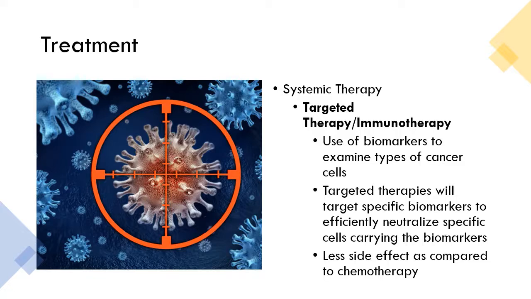Unlike systemic chemotherapy, targeted therapy or immunotherapy uses specific biomarkers as targets for certain drugs to latch onto to efficiently neutralize cancer cells carrying the said biomarkers. The advantage here is that it has less numerous side effects compared to systemic therapy due to its specificity.